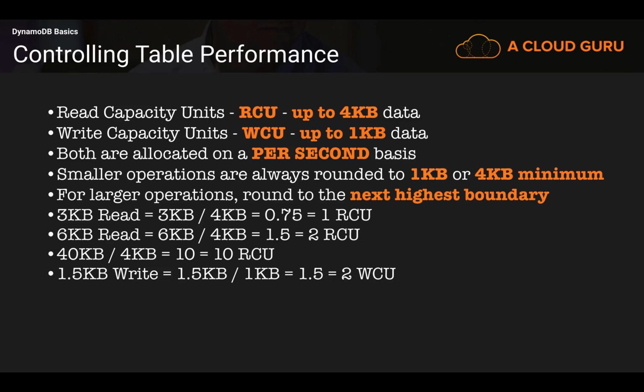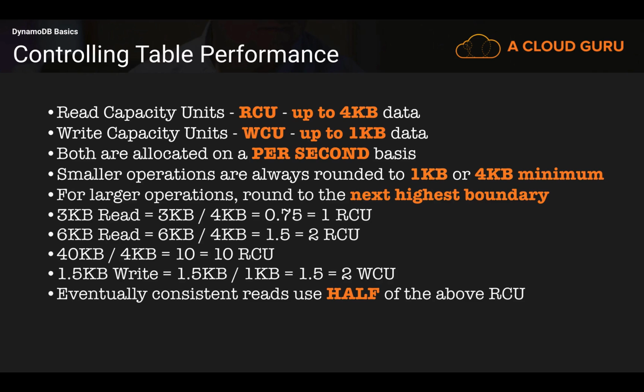Now, once you know the number of RCU or WCU that you need for one query, you can multiply this by the number of each type of query you expect on that table in a second, and that's your performance, or in AWS wording, capacity allocation for that table. And you can set that using the CLI, the console, or APIs.